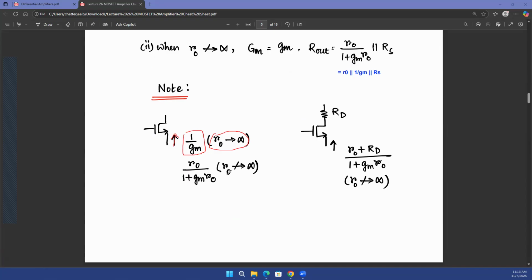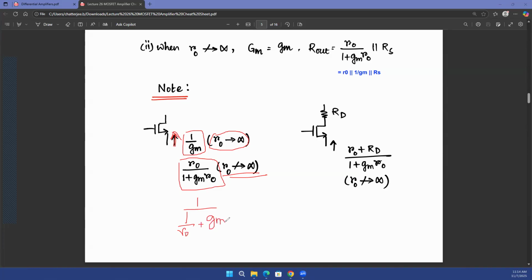If you don't consider RO to be infinite, you can prove that this will become RO divided by 1 plus GM RO. It's just that in the small signal model, you consider RO, do the analysis, and you'll figure out that this is going to be the equation. So looking into the source, you see 1 upon GM if RO is tending towards infinity. If it is not tending toward infinity, you see RO divided by 1 plus GM RO. But even in that case, if RO is very high, let's say it's not infinity but it's high, which is likely to be the case, you divide your numerator and denominator by RO and get 1 divided by 1 upon RO plus GM.